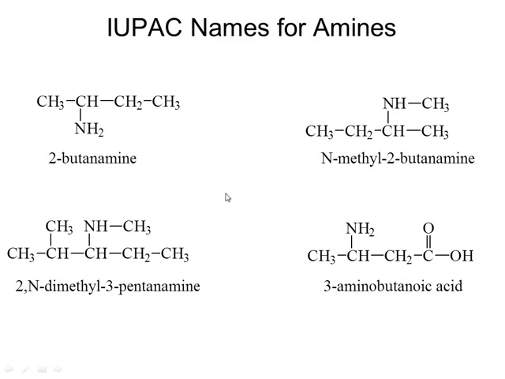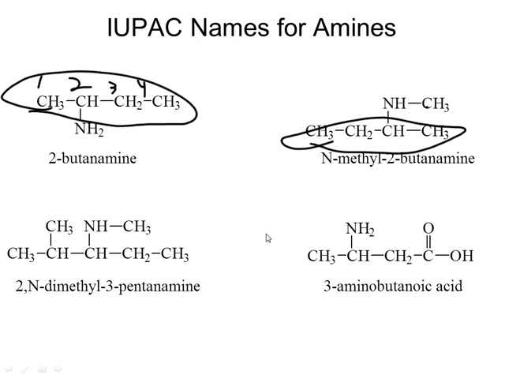So here are some examples. Notice that here, this is our longest parent chain. So we number from here 1, 2, 3, 4. So this is just 2-butanamine. Here, this is another 2-butanamine, numbering from this side this time, but it becomes N-methyl-2-butanamine. Here, on the bottom left, our longest parent chain is here, and we have a 2 and an N indicating a carbon.